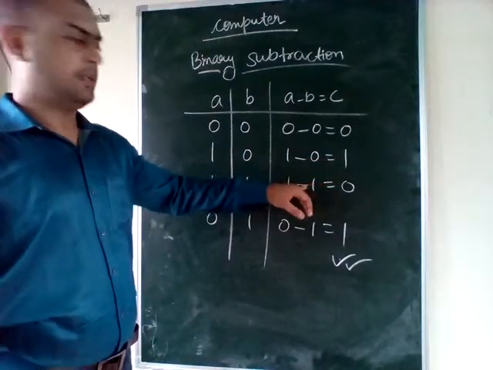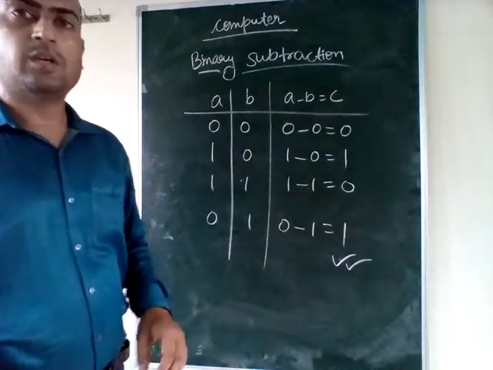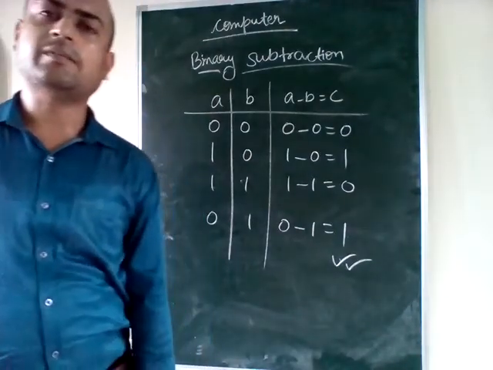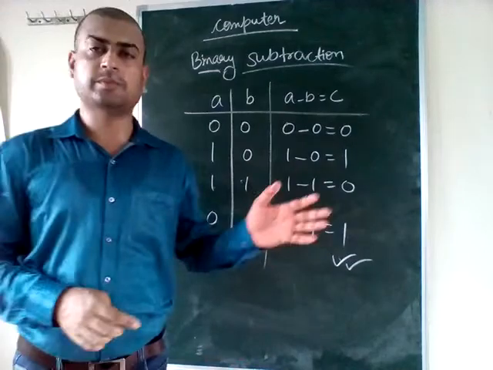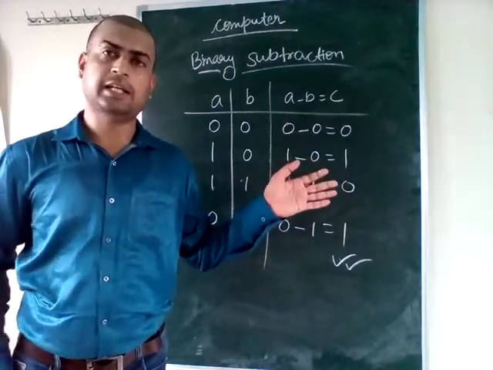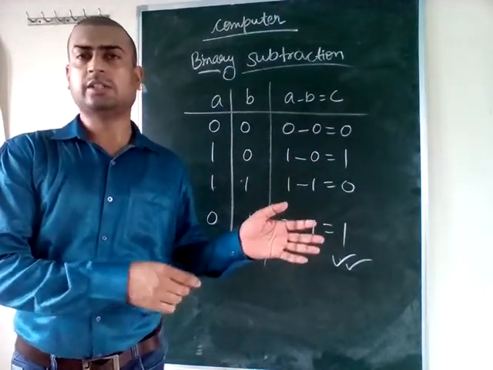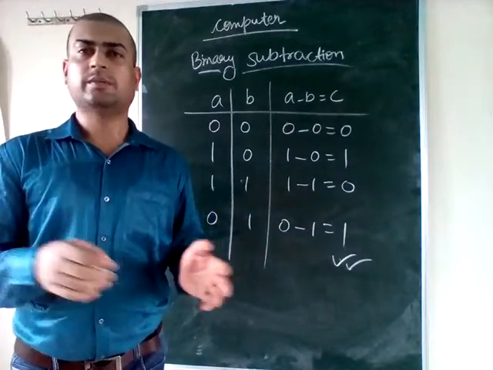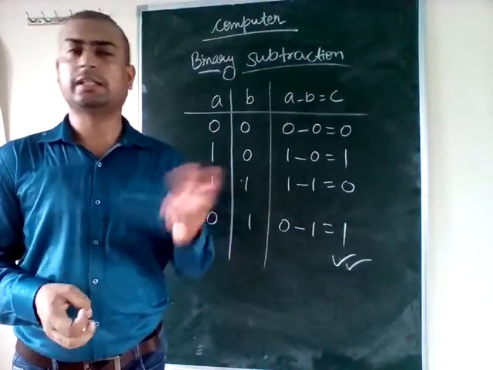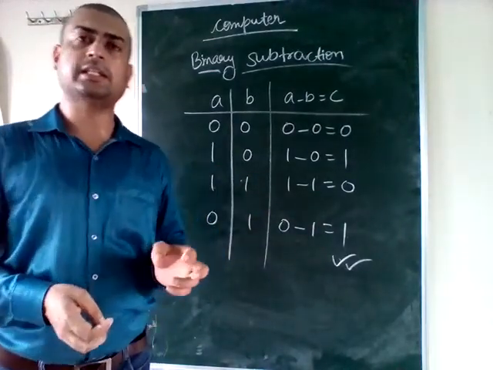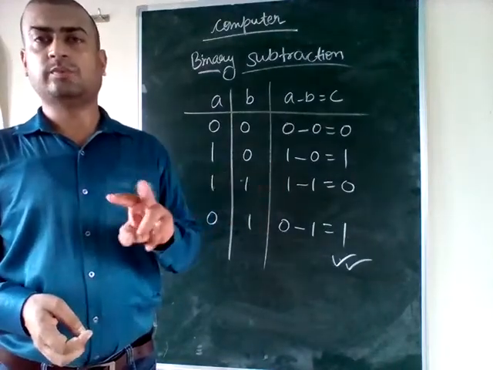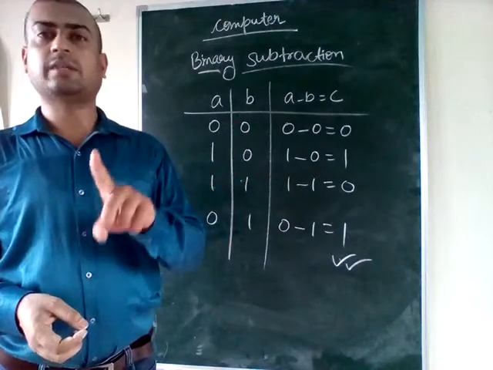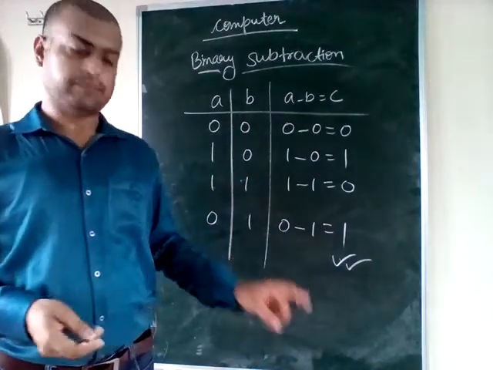This is simple. 0 minus 1, how is 1 coming? 1 will come because we will borrow the value from the left hand side, and we will hand it over to the right hand side. So in this we will borrow 10. 10 in the binary representation is 2. So we will borrow 2, and 2 minus 1, 1 will be there. That's why 1 is coming.